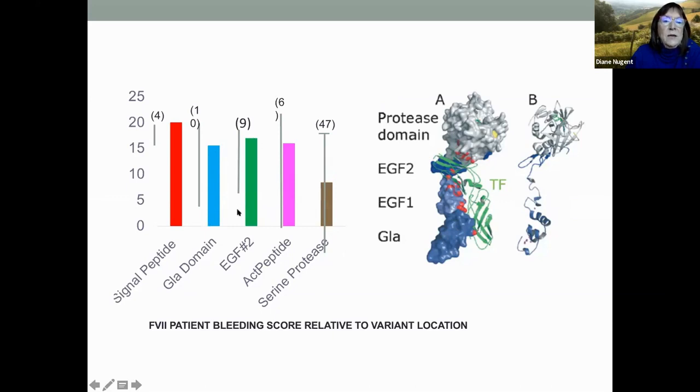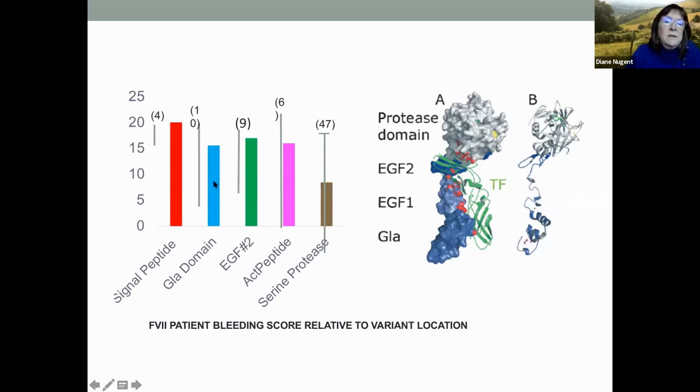What if you have a variant in the region that actually binds to tissue factor up here in EGF2? That's a very important binding site. Wow, there's a lot of dysfunction in that protein and a lot of bleeding. Same with activation if you can't activate that protein.